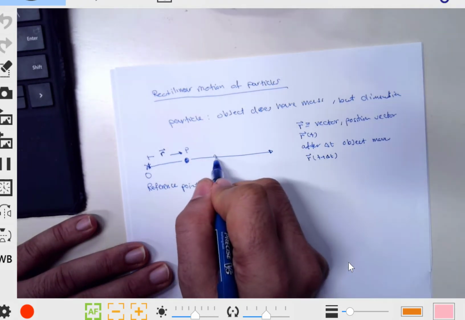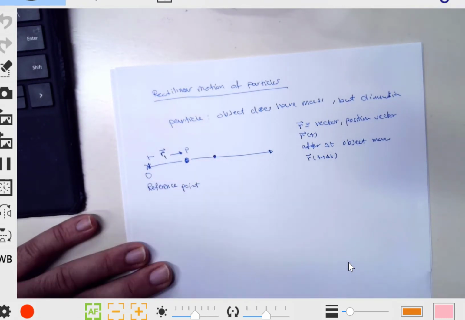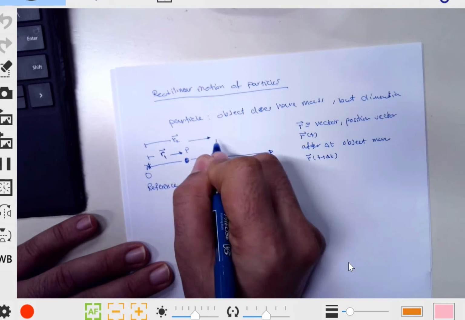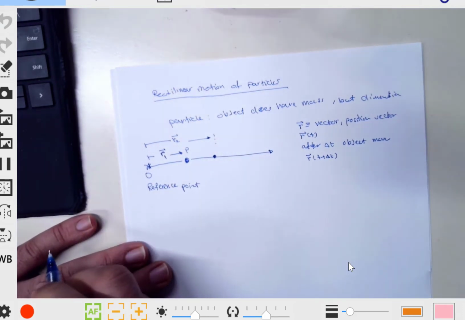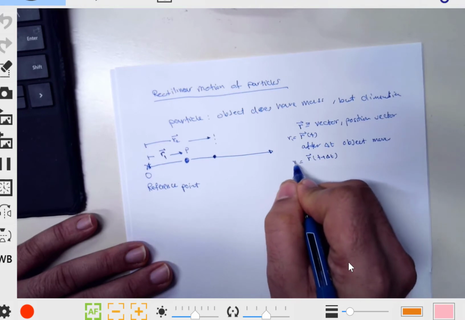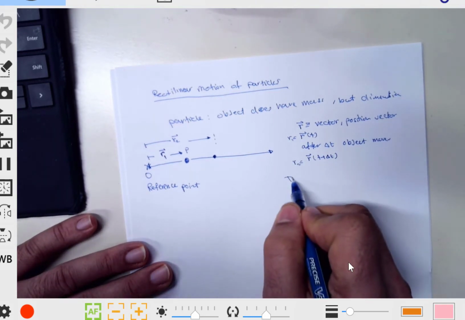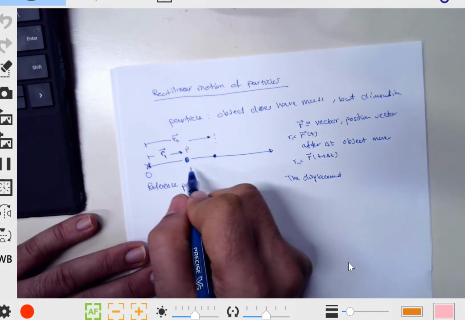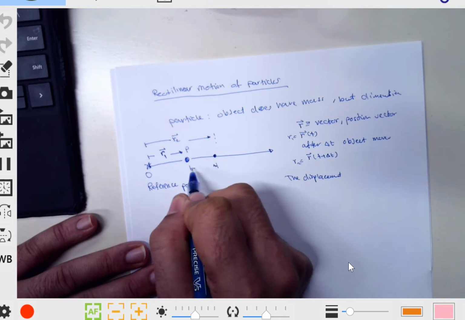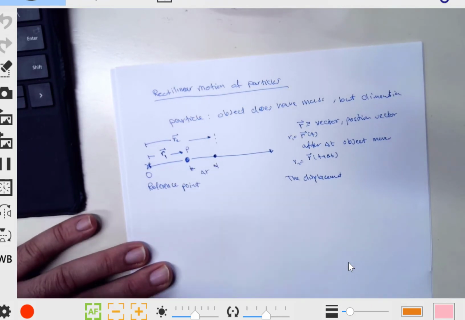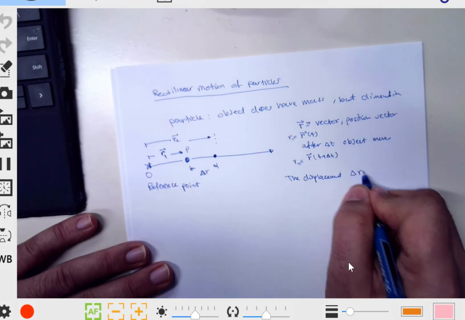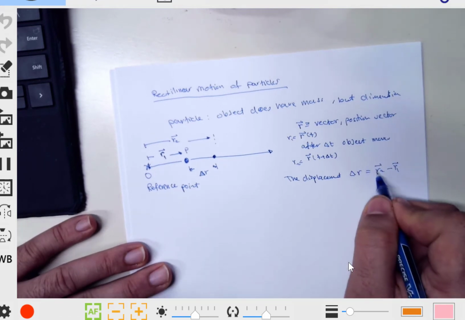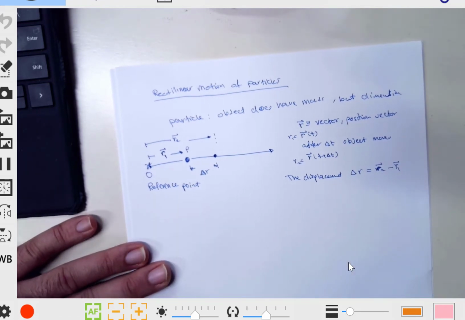So if we call this r1, and we call this r2, which is the new location of the particle, the displacement of the particle, which is this magnitude, call it delta r, is equal to r2 minus r1. Okay, and it's a vector, right?